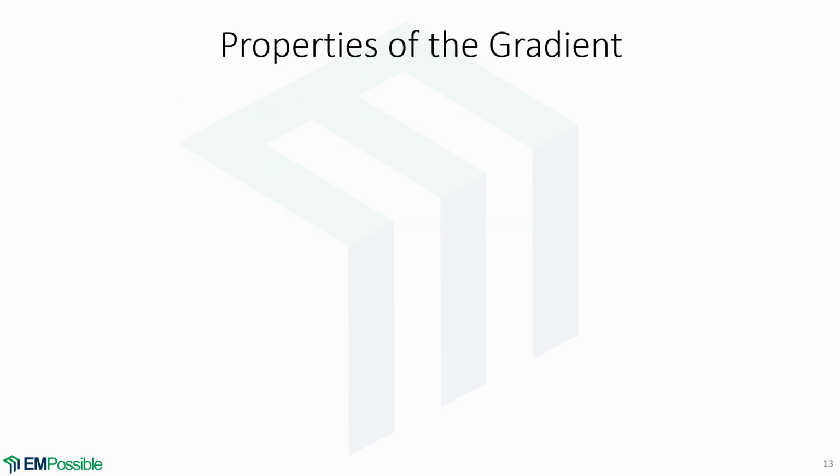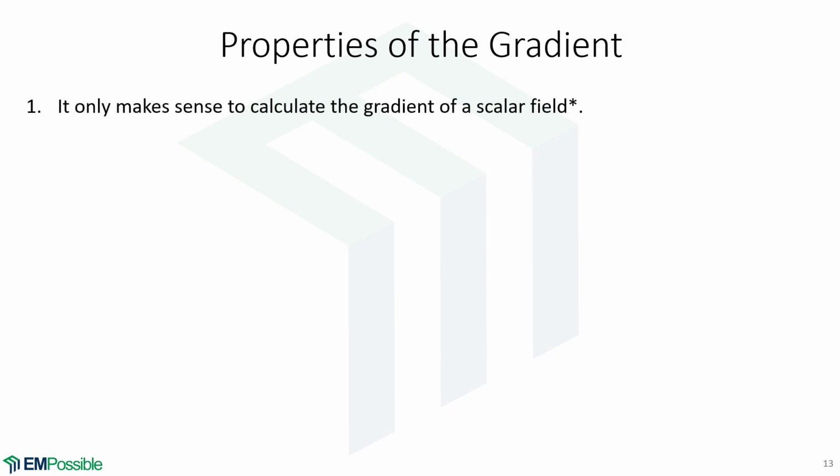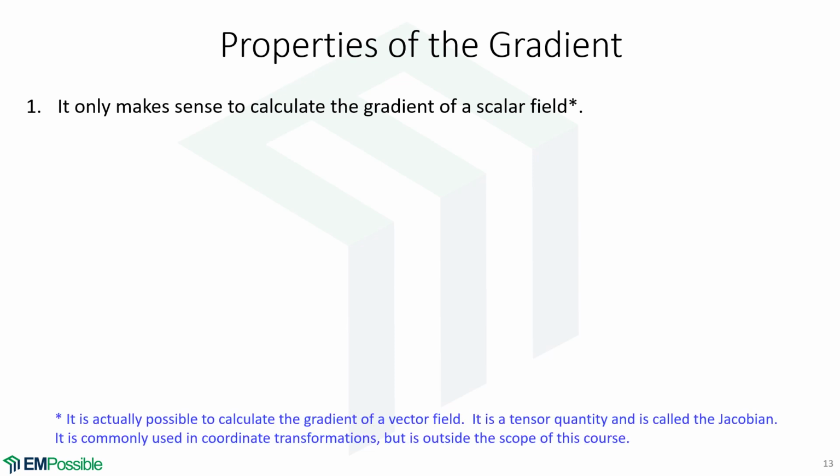Properties of the gradient. First, we could say that it only makes sense to calculate the gradient of a scalar field. Now, for those that are sticklers for details and maybe rigorous mathematicians, they might say, oh, there is actually a gradient of a vector field, and that's actually a tensor quantity. It's called the Jacobian, and that's really outside the scope of this course. So in this course, we're going to say that it really only makes sense to talk about the gradient of a scalar field.